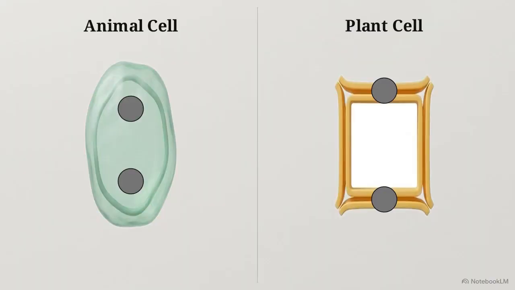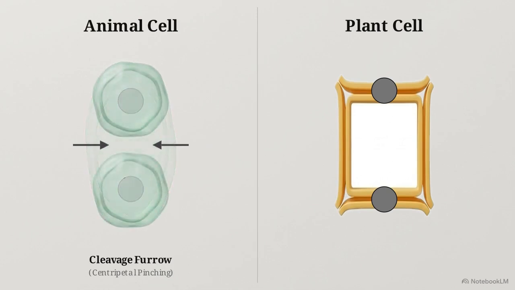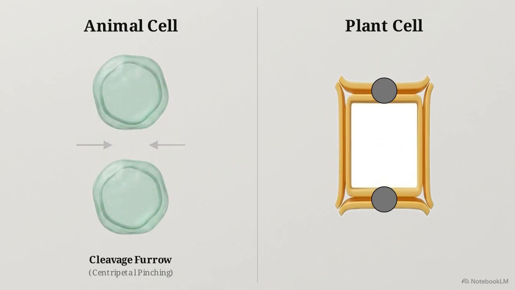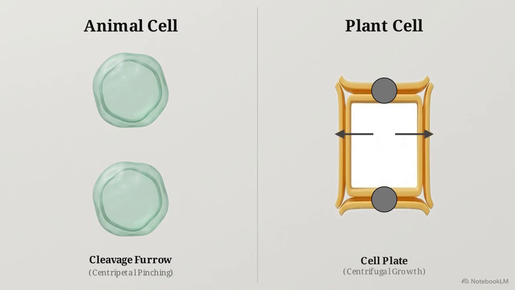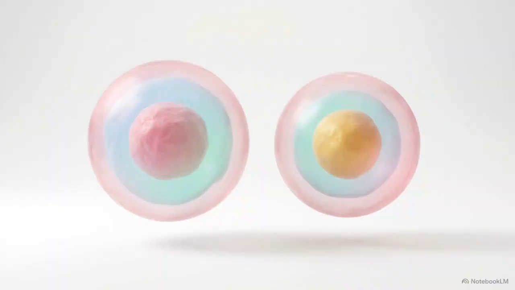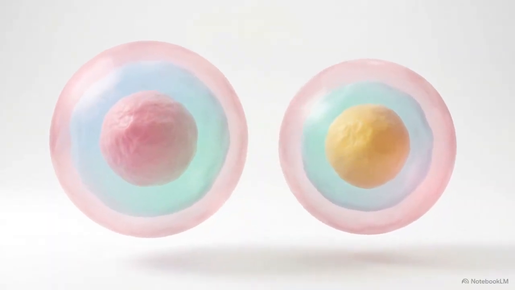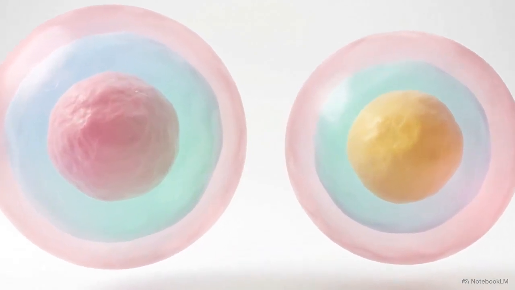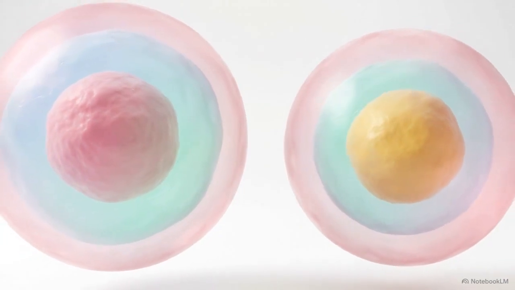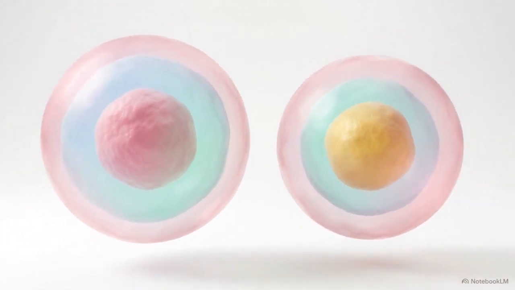Animal cell membranes pinch inward, forming a cleavage furrow that deepens centripetally until the cell severs. Plant cells have rigid walls, so they divide centrifugally. Central vesicles aggregate into a cell plate, growing outward to create a new dividing wall. The completion of cytokinesis marks the end of the M phase. The result is two autonomous diploid cells, each carrying an identical set of genetic instructions.